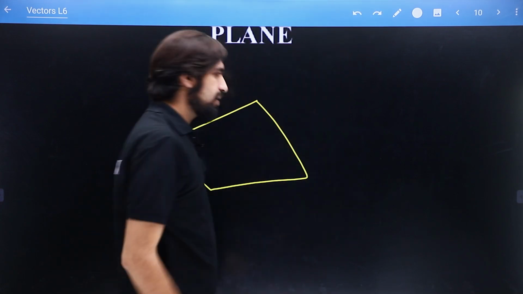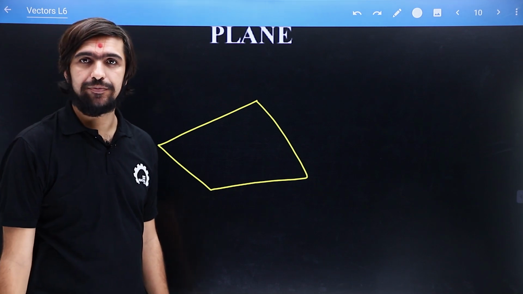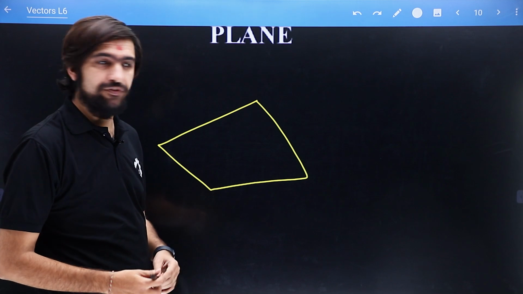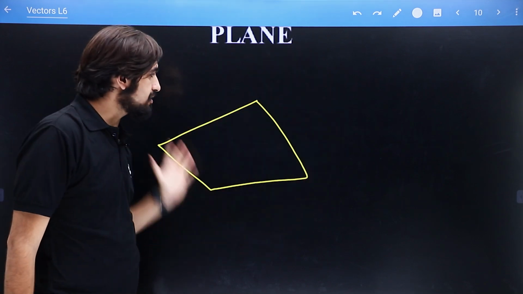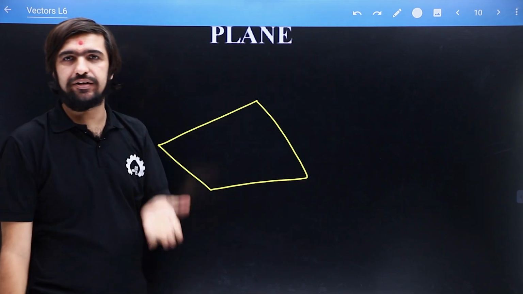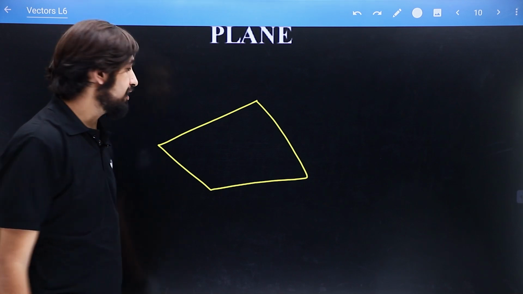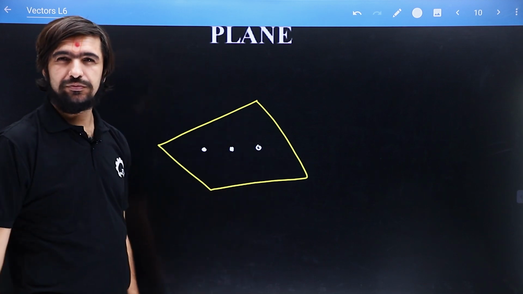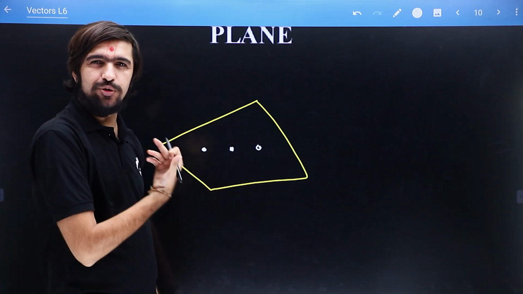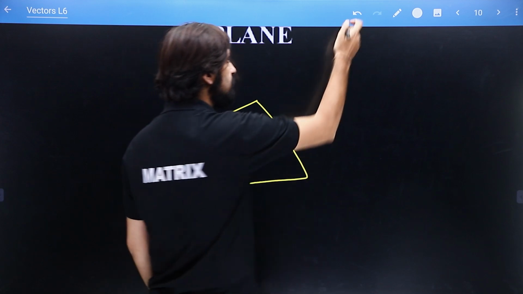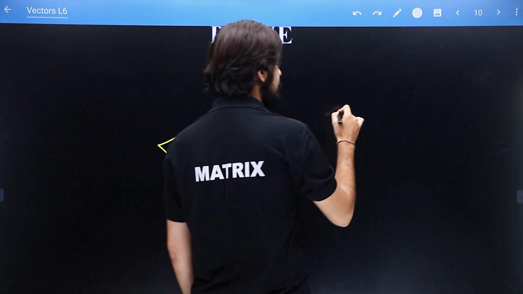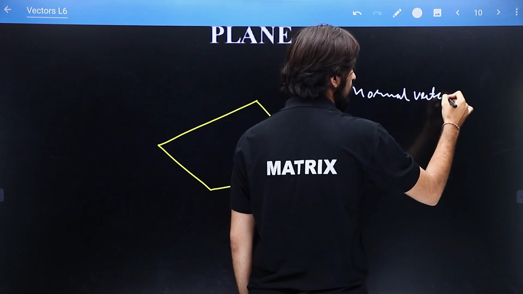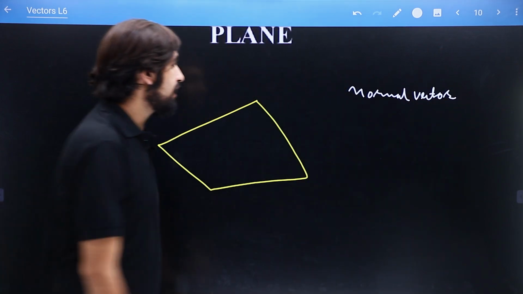So a new concept came here, that is the concept of normal. If I am putting a pen perpendicular to this screen, it doesn't matter whether it is inside or outside, it will be unique. It doesn't matter whether I put it here or here or here. These are all parallel vectors outside the board, right? So the plane has two components. First, the plane has a normal vector.